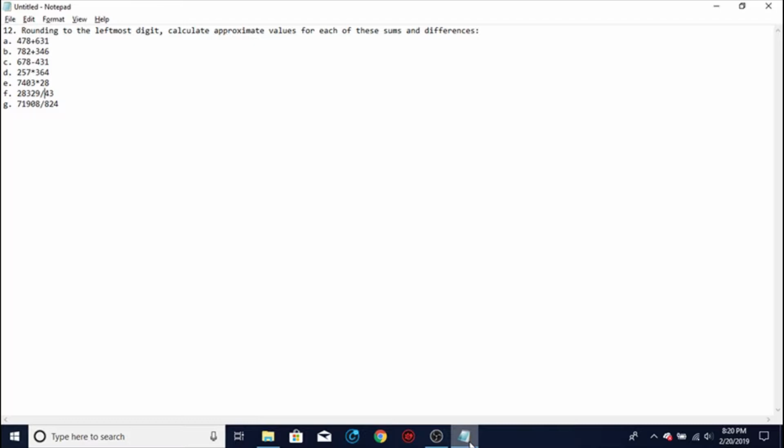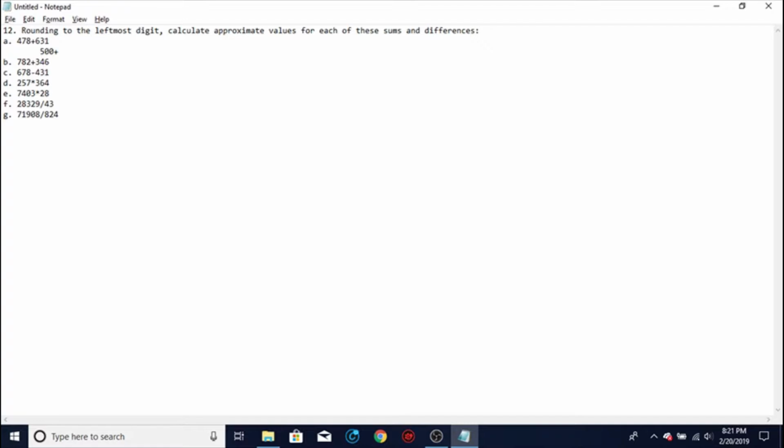Now the leftmost digit for these is the 4 and the 6. When you're estimating, you want to look at the digit to the very right of it. So for the 400, the next digit is 7. And for 600, the next digit is 3. The rules of rounding apply here, so if it's 5 and up, you round up, and if it's 4 and below, you round down. So for the very first one, 478, it would be rounded up to 500.